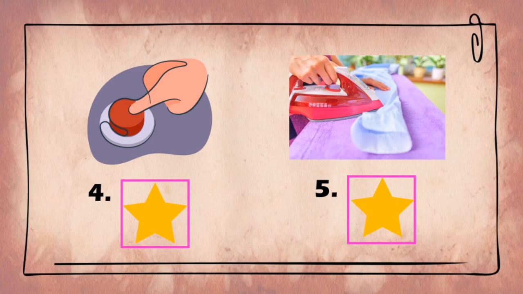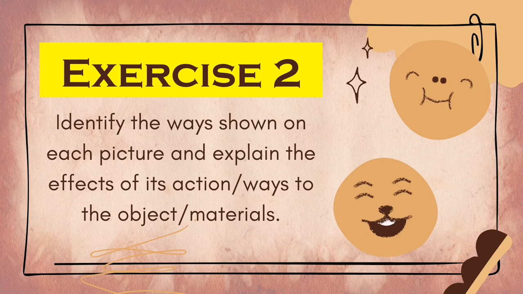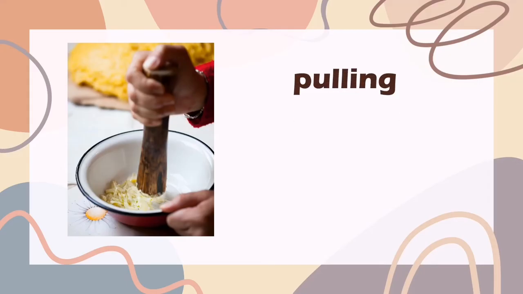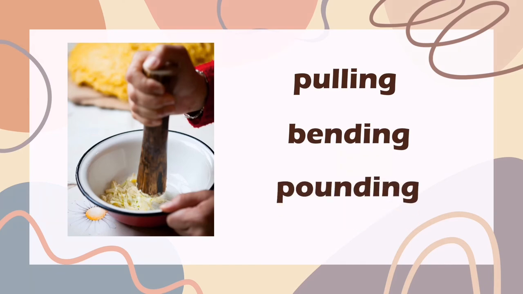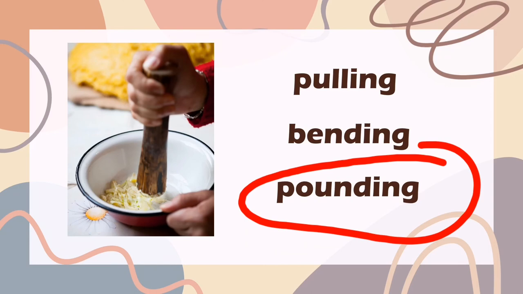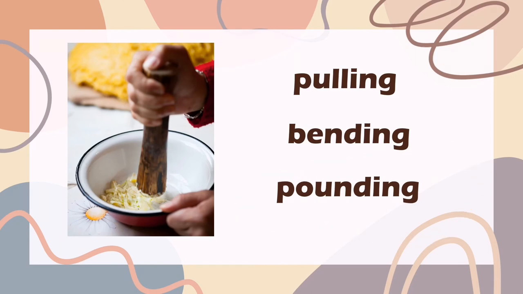Good job, kids! Let's have our exercise 2. Identify the ways shown on each picture and explain the effects of its action or ways to the object or materials. Good luck! We have here pulling, bending, or pounding. What action is shown in the picture? The correct answer is pounding. And what do you think is the effect of it? It will change the size and shape of the garlic.